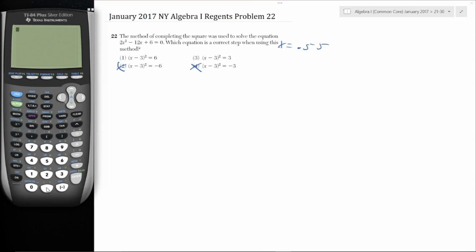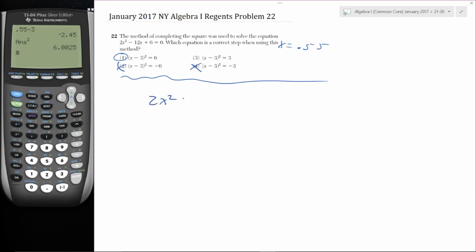So 0.55 minus 3, enter, squared is around 6. So that's going to be the answer. So that's a non-standard way of doing the problem. But let's make sure we actually know how to do this problem via the completing the square method, because they really enjoy asking questions about this.